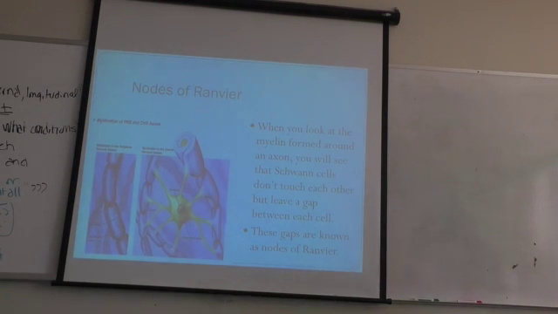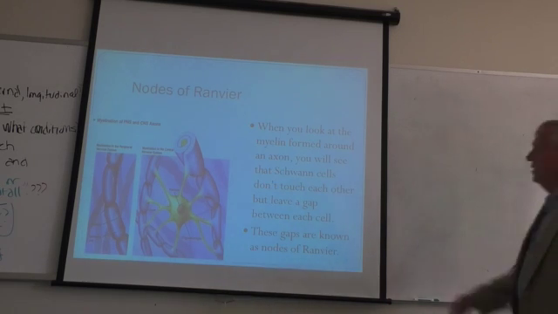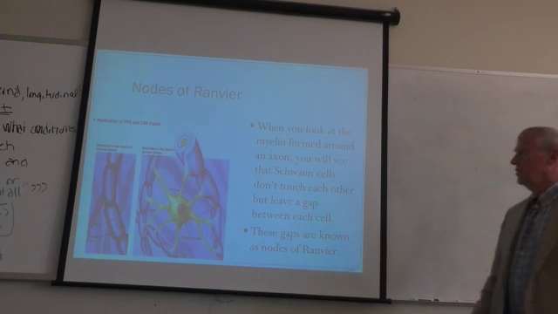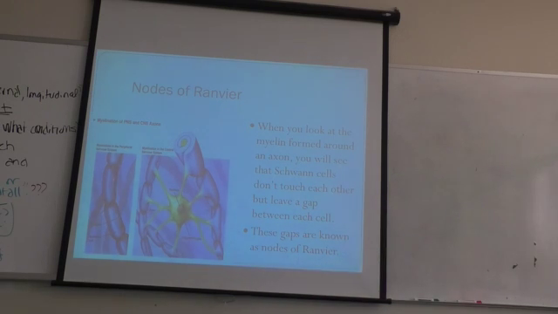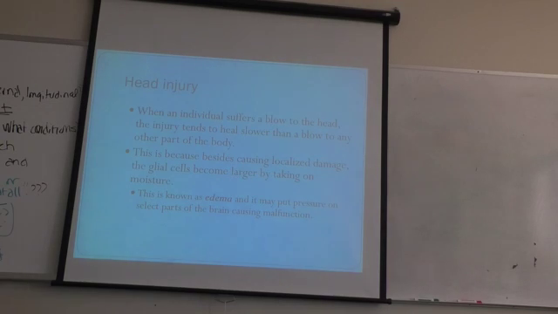When they look at the myelin formed around an axon, you will see the Schwann cells don't touch each other, but they leave a gap between each cell. These are known as nodes of Ranvier, and of course that accelerates the charge as it's moving through the cell. When an individual suffers a blow to the head, the injury tends to heal slower than a blow to any other part of the body. And this is one of the reasons why concussions are so serious.